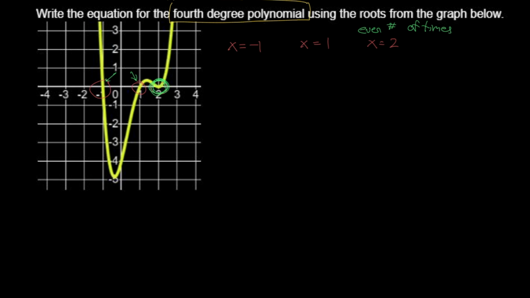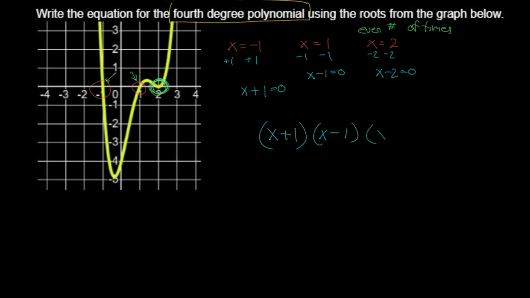So I'm going to go ahead and rewrite these in factored form. If x equals -1, turning it into the factors, we would just move everything to one side and get x plus 1 equals 0. In other words, the first factor is x plus 1. For the second root, we would do the same thing. So we'd have x minus 1 equals 0, which means our second factor is x minus 1. And our third root is x equals 2, so we'll subtract 2, giving us x minus 2 equals 0. So x minus 2.